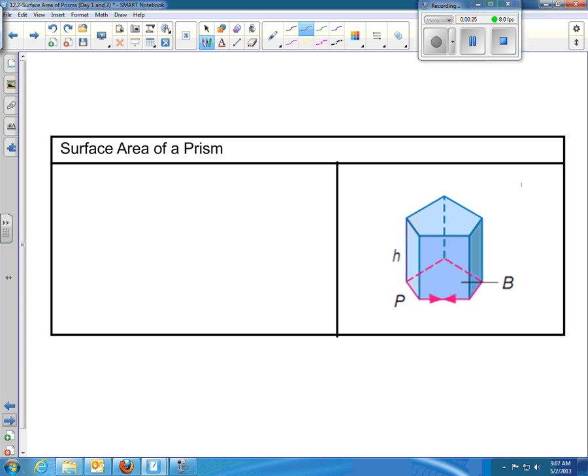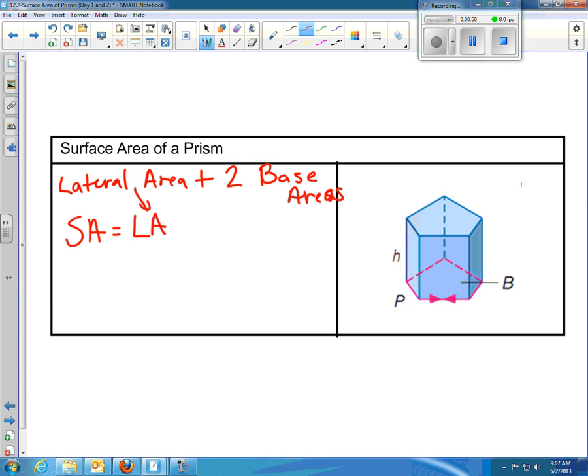Lateral area, just to remind you, is the sum of the area of the lateral faces, so not including the bases. Well, surface area today is going to be lateral area plus 2 base areas. All right, so surface area, we're going to represent by SA, because LA is lateral area, and we're going to represent base areas by a capital B.